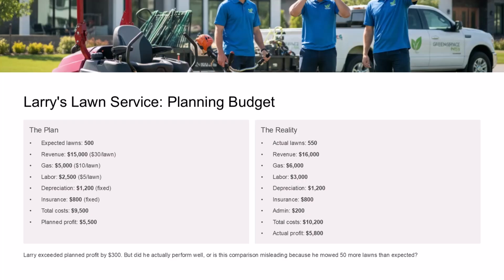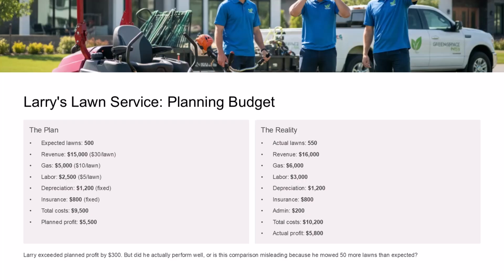Now the month plays out and reality hits. Larry actually mows 550 lawns. That's 50 more than planned, about 10% higher activity. His actual revenue comes in at $16,000. His actual costs: gas costs $6,000, labor costs $3,000, depreciation stayed at $1,200, insurance stayed at $800, and he had some additional administrative expenses of $200. Total actual costs, $10,200. His actual profit, $5,800. On the surface, not bad. He exceeded his planned profit by $300.